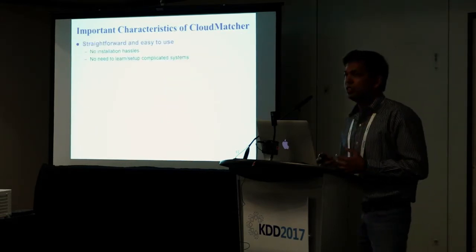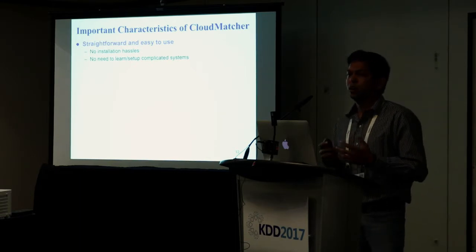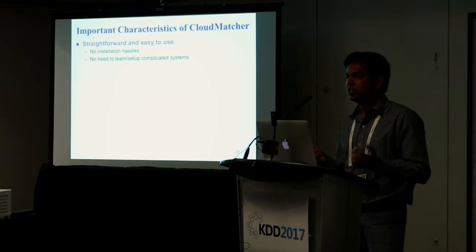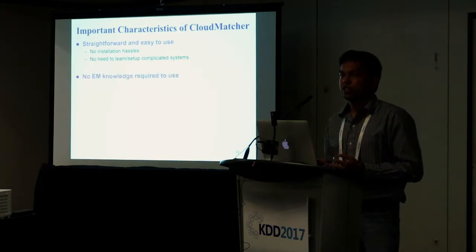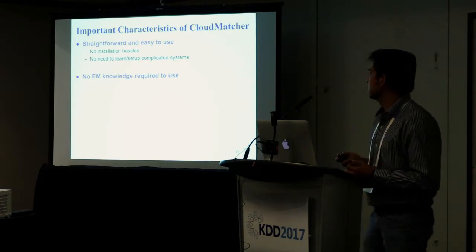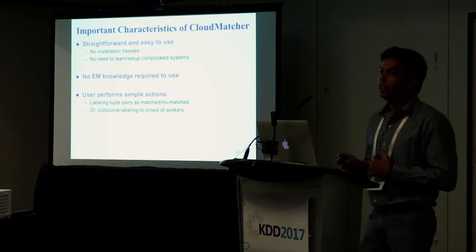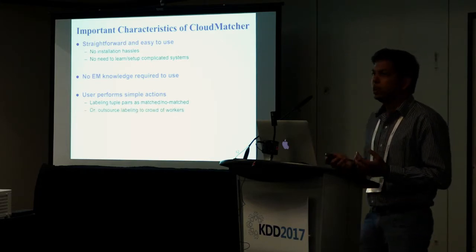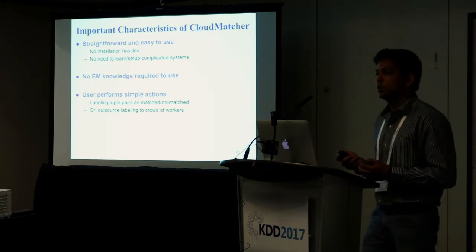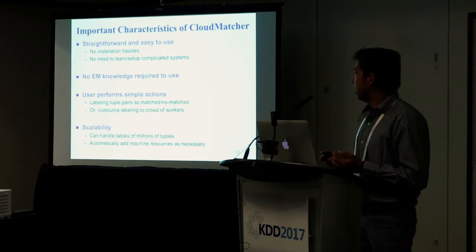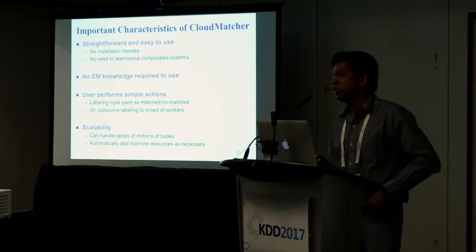As we saw in the demo, it's very easy to use. The user does not have to learn or set up any complicated systems or cluster. It's very straightforward. No EM knowledge is required to use CloudMatcher, as the user performs simple actions such as labeling a tuple pair as match or non-match, or uploading a data set. Alternatively, he or she can also pay to outsource the work to a crowd of workers. This is known as crowdsourcing, and in CloudMatcher, we use Amazon Mechanical Turk. Finally, it scales. It can handle tables of millions of tuples and can automatically add machine resources as and when required.